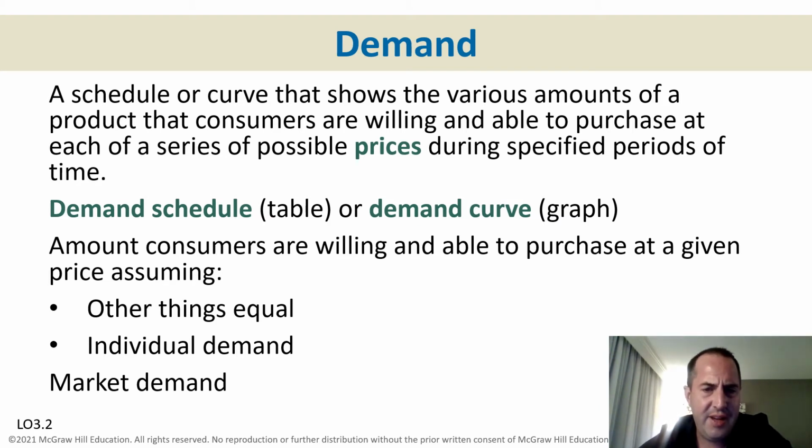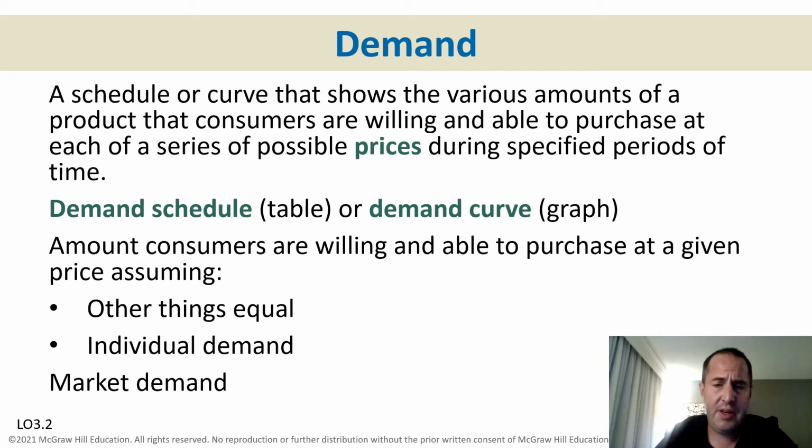So demand: a schedule or curve that shows various amounts of a product that consumers are willing and able to purchase at each series of possible prices during specified periods of time. And we talked about this in class a few times. Effectively, with demand, it's downward sloping. So, how much food do you want to eat? How much will you pay for it? You'd pay $10 for a burger, but what's your demand for a third burger or a fourth burger? Like zero, you wouldn't pay anything for that.